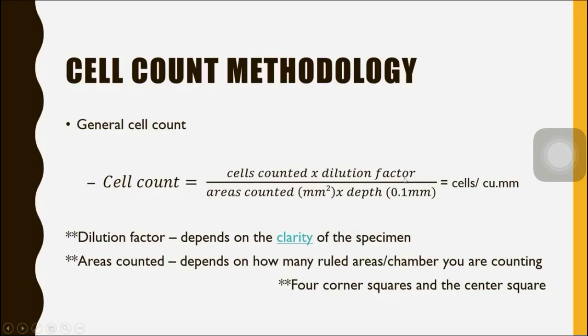So the dilution for CSF depends on the clarity of the specimen. Meanwhile, yung areas counted depends on how many ruled areas of the chamber you are counting. Usually for CSF WBC as well as CSF total cell count, ang areas na binibilangan natin is yung four corner squares and the center square. Okay, huwag kakalimutan. Four corner squares and center square. How about for the RBC count? If, for example, may cases of traumatic tap, you will count RBCs on the central square, specifically yung apat na corner, tapos yung nasa gitna na center square. Okay, so just like yung counting natin for RBC in the blood.